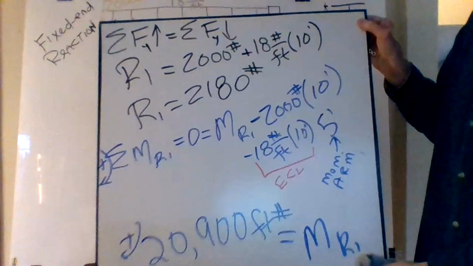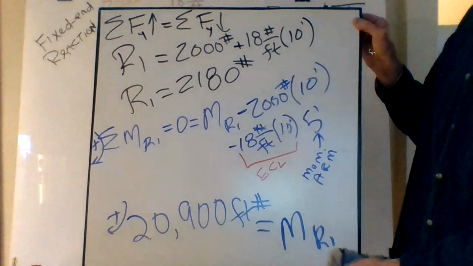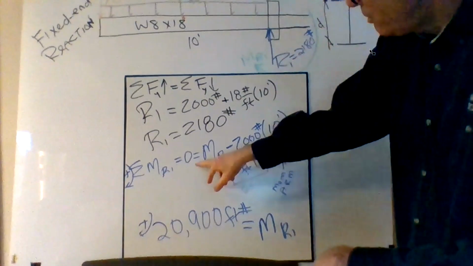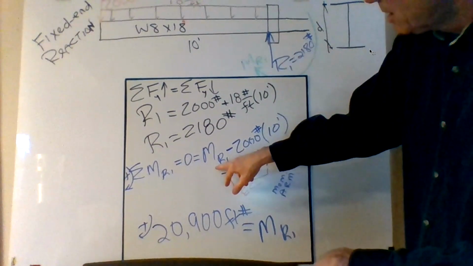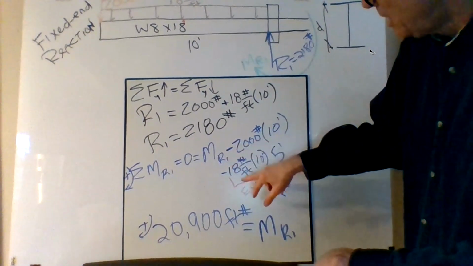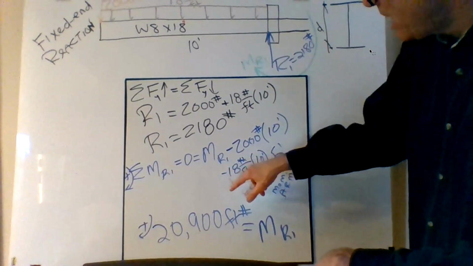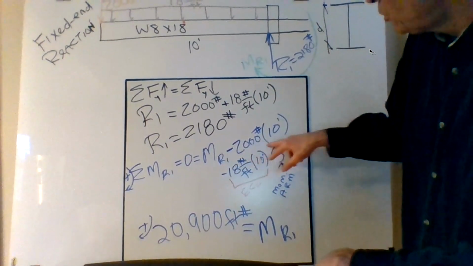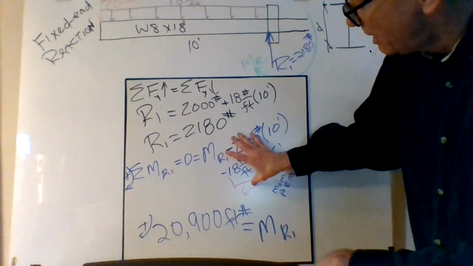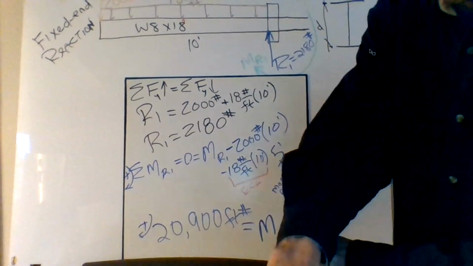So that's how you do the reactions. How did you get the 20,900 again? Okay, you got to do the algebra. So 0 is equal to the moment. And this 2,000 times 10 is 20,000, but it's negative. 18 times 10 times 5 is 900. That's negative. So that's added to the minus 20,000. That's minus 20,900. It's all negative. So you bring it over to the other side of the equals. Oh, all right. Okay.